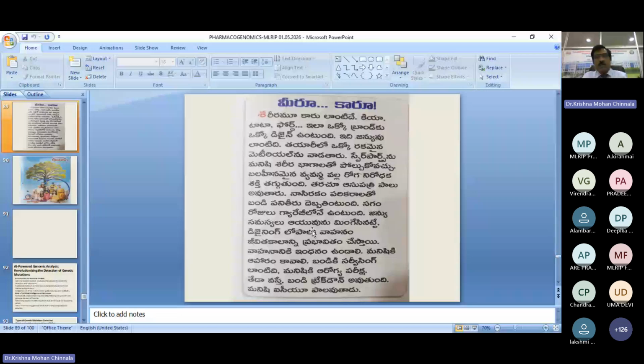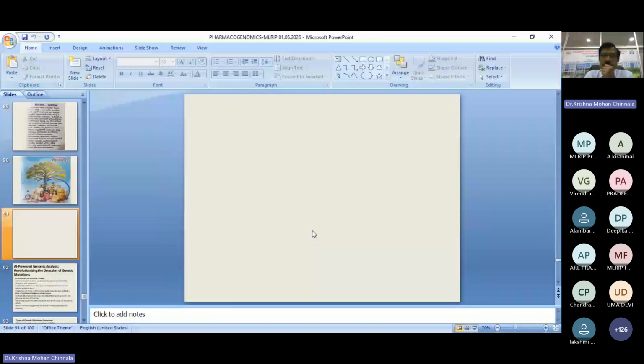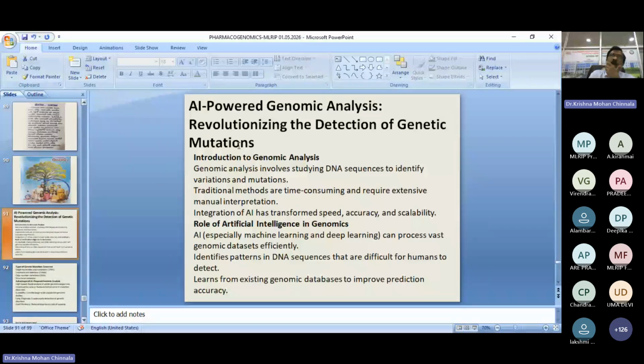So please check your genetic picture, okay, and think about genes and all, right? So it is very much important to think about it. And now at the end, the conclusion remarks are: AI powered genomic analysis, revolutionizing detection of genetic mutations. Till now we discussed the basics, how genetic mutations occur and how to detect them, and what are the instruments used, and basic things.